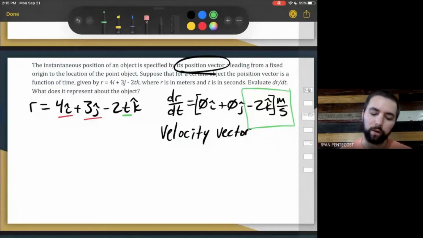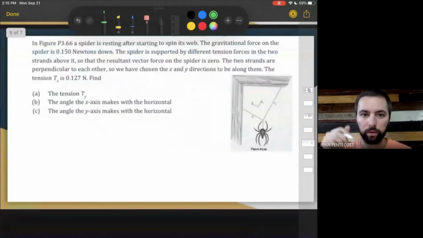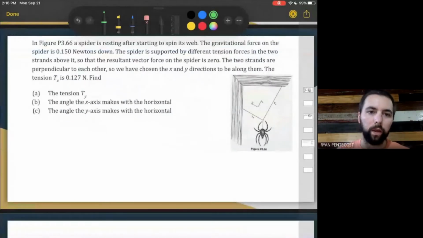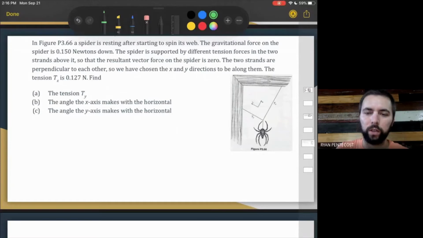All right, now this one's a doozy. So this is going to take most of our time. In figure P3.66 that we have down there, a spider is resting after starting to spin its web. The gravitational force on the spider is 0.15 newtons down. The spider is supported by different tension forces in the two strands above it, so that the resultant vector force on the spider is 0. That just means that it's not moving. Right? All the vectors are balancing.